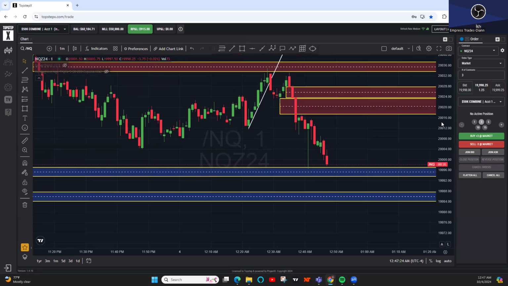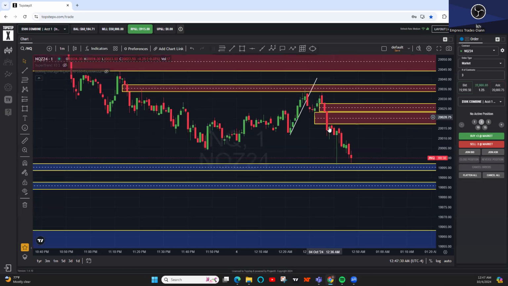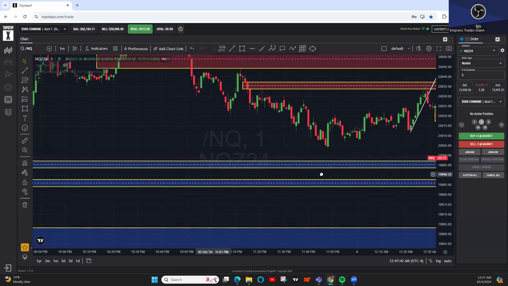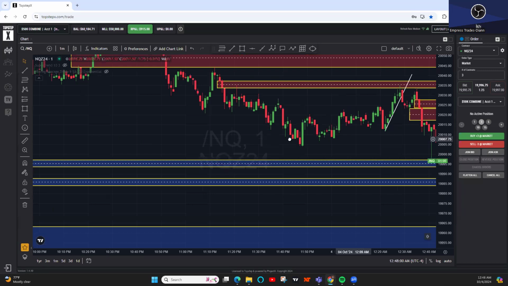Okay. So I hope this helped. I called this move out as I was showing you guys, and it played out exactly. Price spiked to this bullish fair value gap, and this low was from October 3rd, 9:35 p.m. So that was earlier tonight.